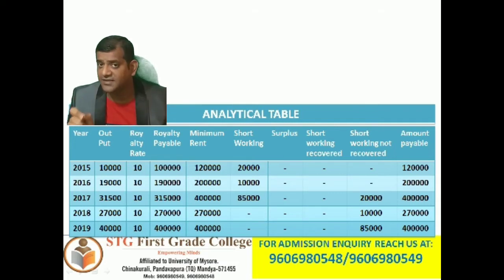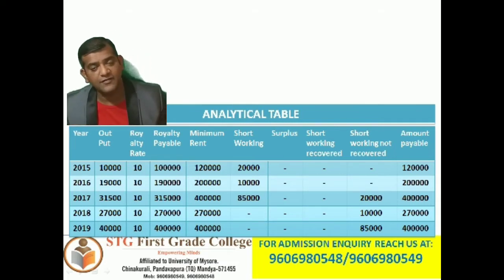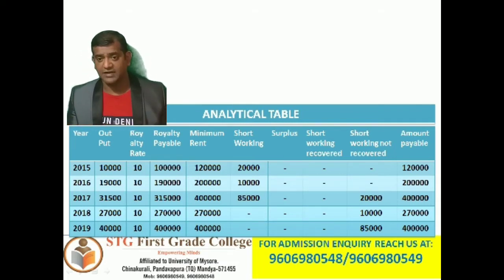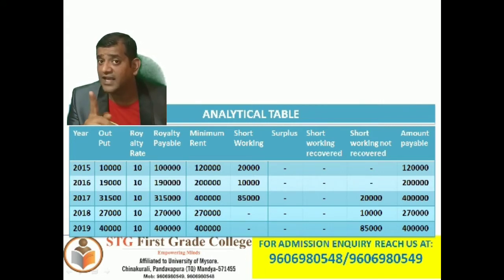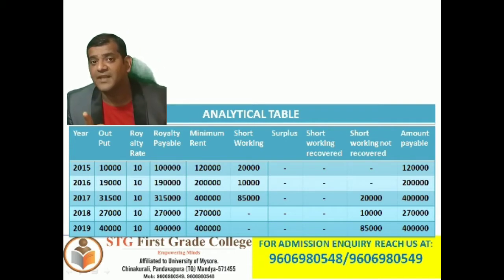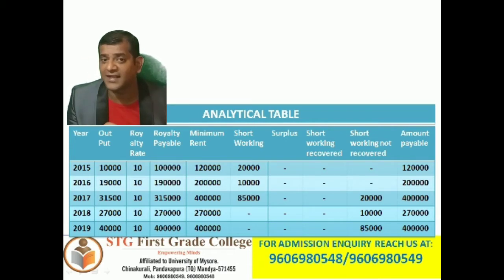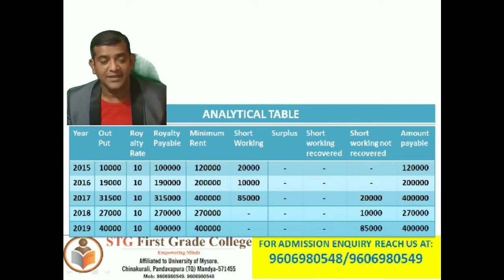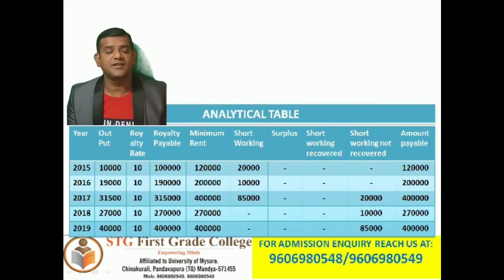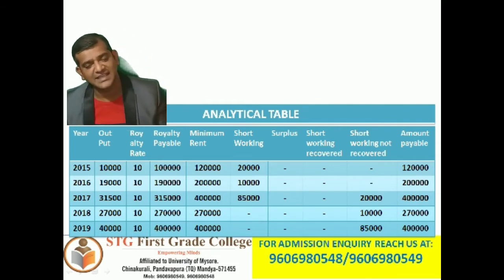So surplus nil, short working recovered nil, short working not recovered nil, but amount payable how much? Whichever is higher out of royalty payable or minimum rent. So which one is greater? Minimum rent. So in the amount payable column, write down 1,20,000 rupees. Yeah, done. 2015 done. So next let us move towards 2016.